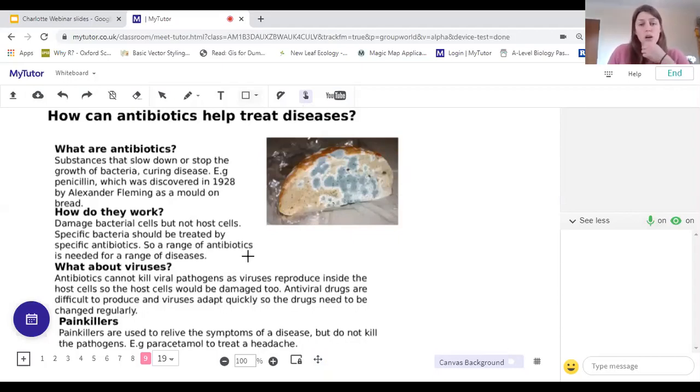So antibiotics work by damaging bacterial cells. Specific bacteria need to be treated by specific antibiotics. We talked about the antigens, the proteins on the outside of pathogens or bacterial cells. Antibiotics are used to target specific pathogens, so a range of antibiotics is needed for a range of different diseases.